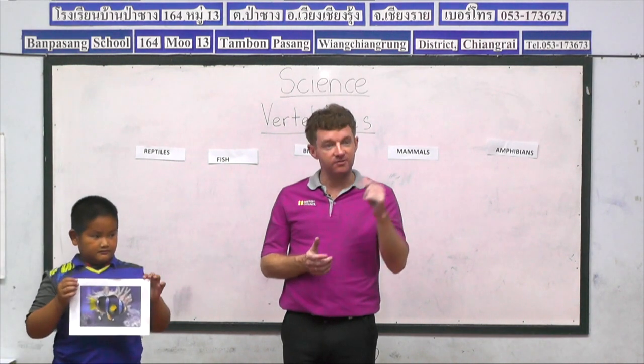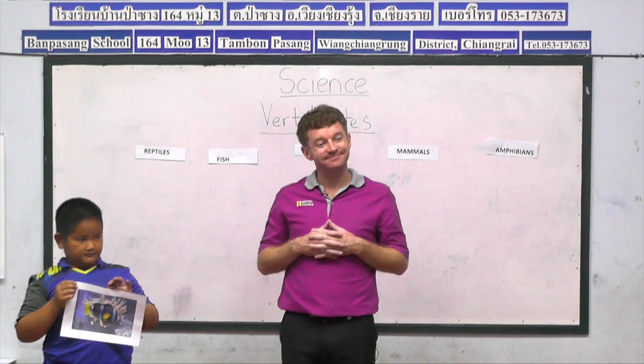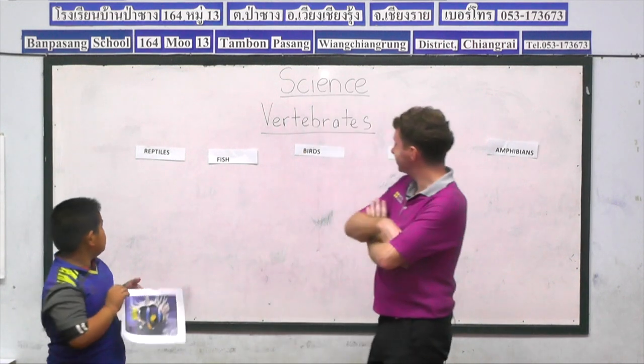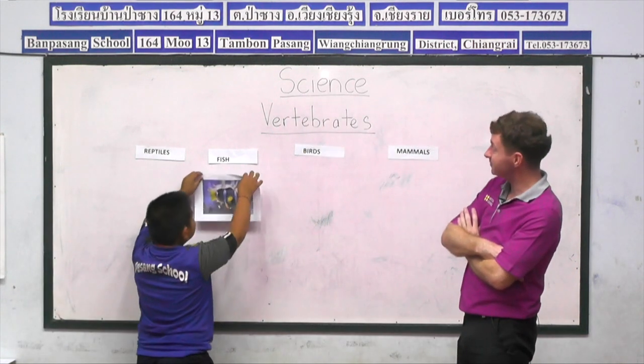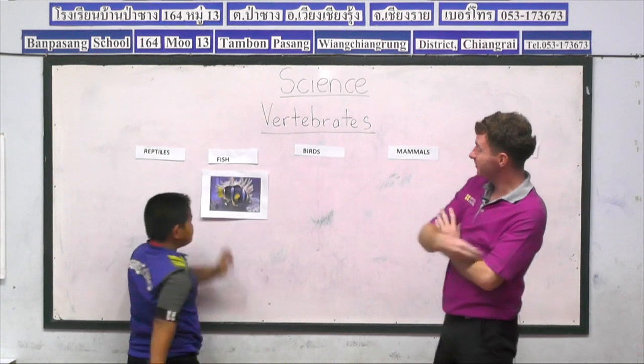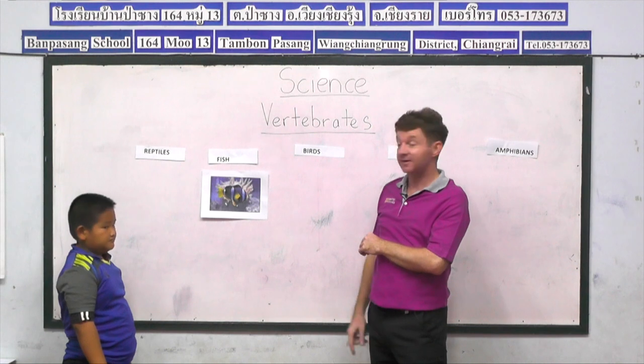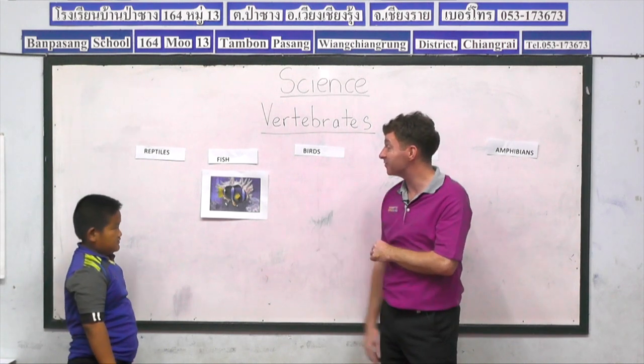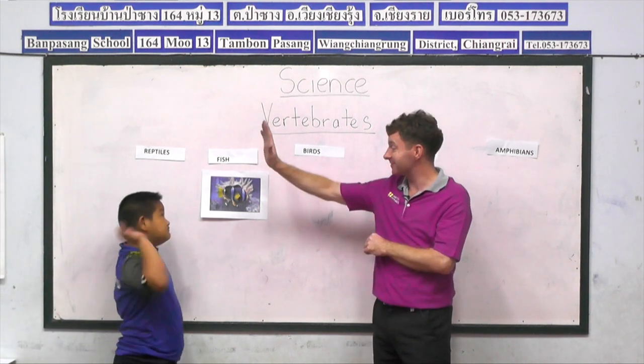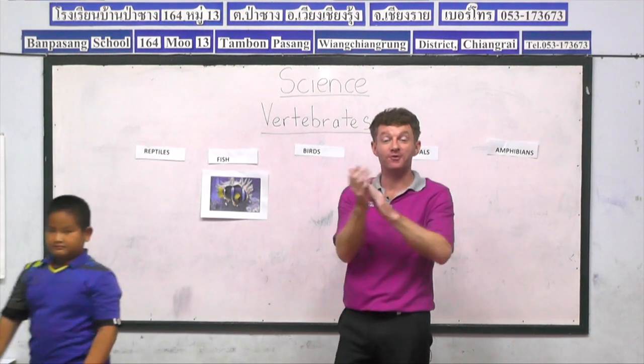Okay. Fish. What type of fish? Tiger fish. Tiger fish. So let's see. Fish belongs, well done, Net, that's excellent. So the type of vertebrate we see here, fish. And can you say, Net? Tiger fish. Excellent. High five. Big round of applause for Net.